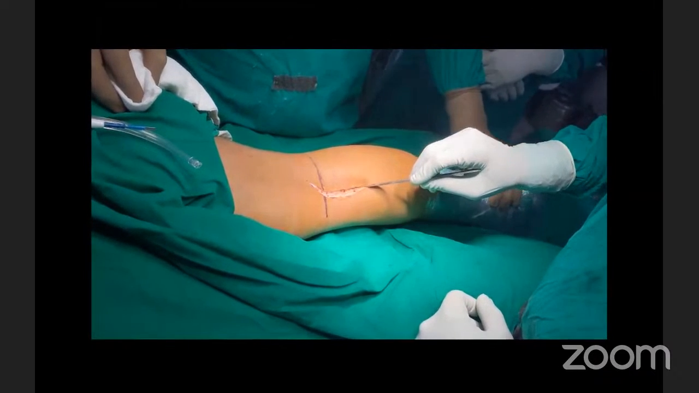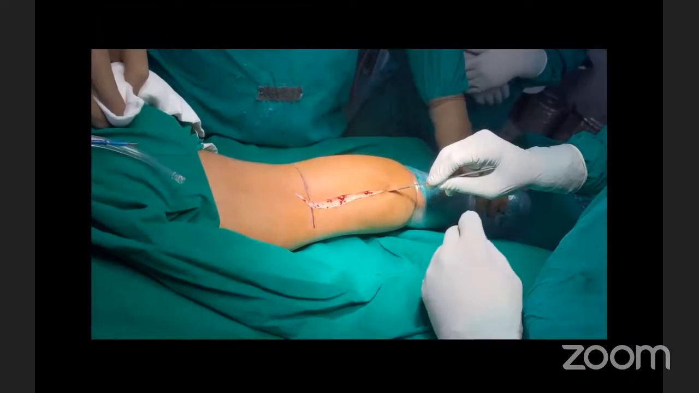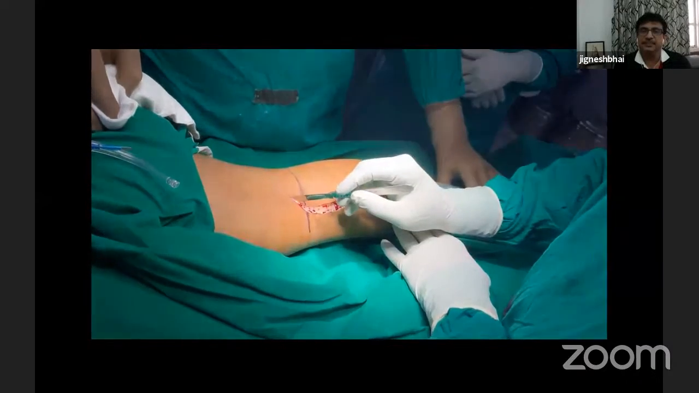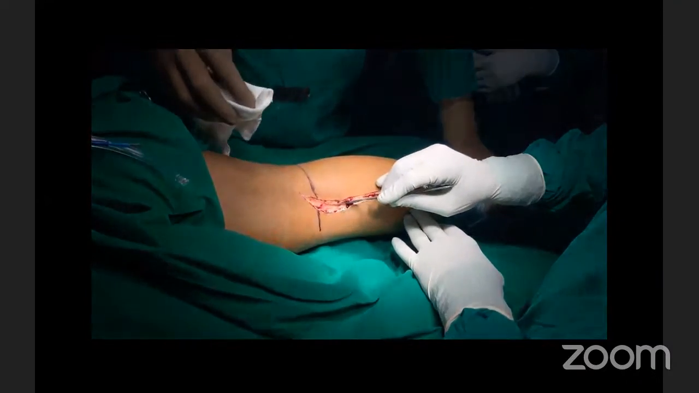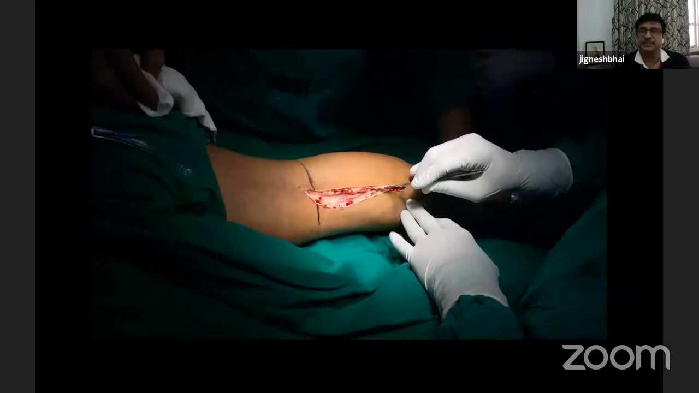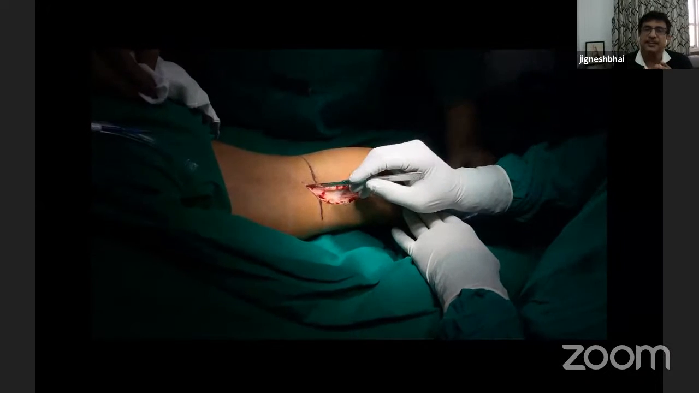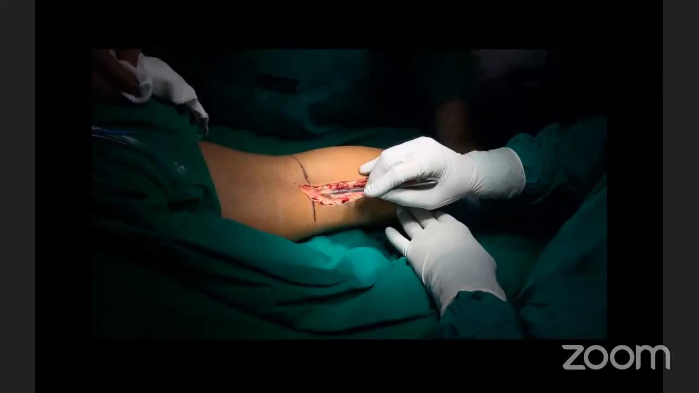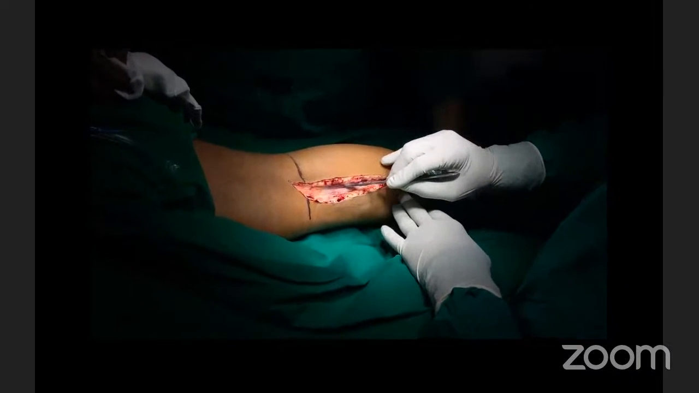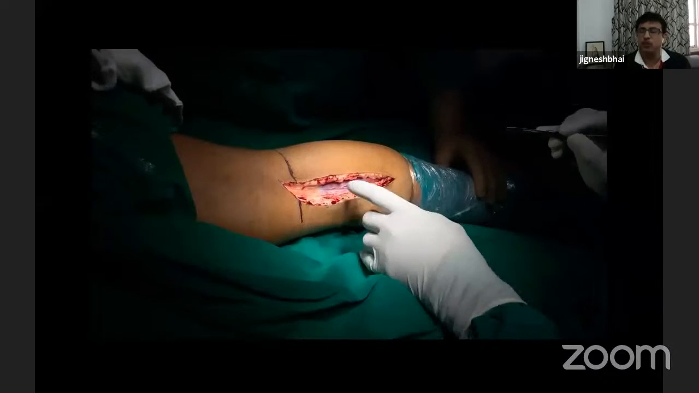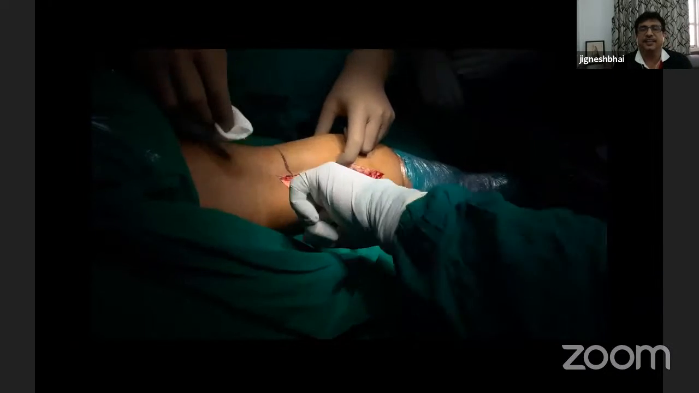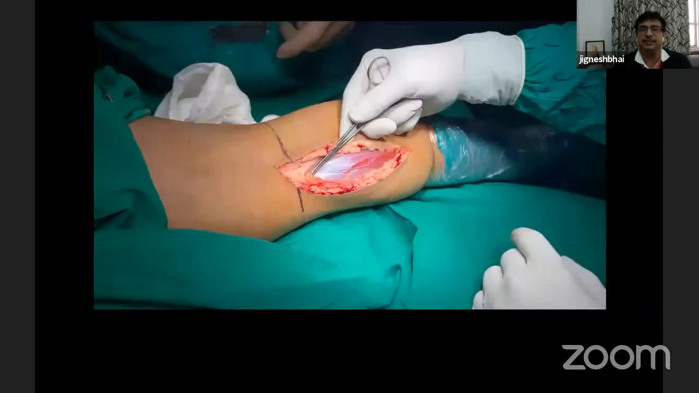So again the same incision, skin and subcutaneous tissue cut, just curved beyond the popliteal crease. Cut skin and subcutaneous tissue gently. Don't make a very bold incision, and you will be able to develop the plane. Now this artery is showing the hamstring muscle, semitendinosus.